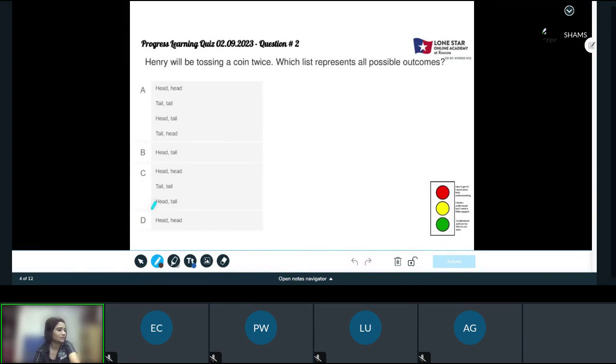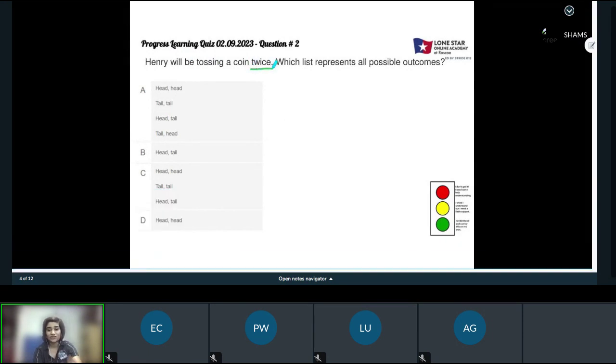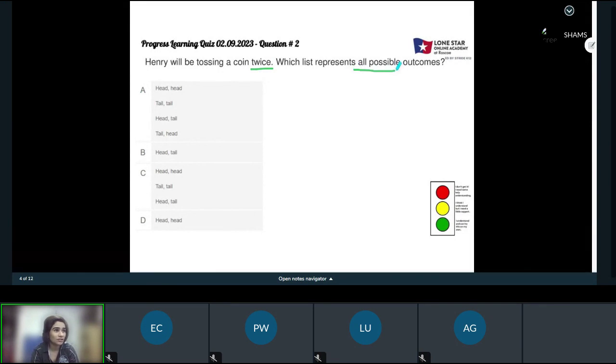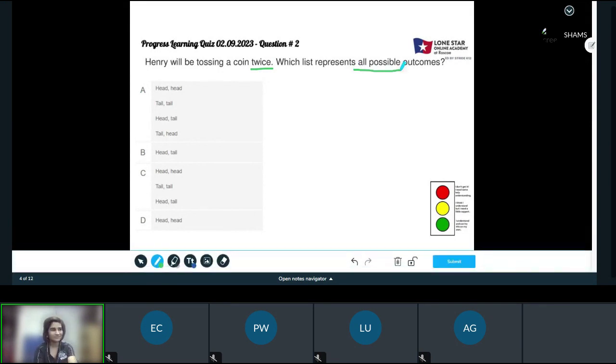And here we have: Henry will be tossing a coin twice. In this unit for probability, it is very important that we read the questions carefully. Was this one confusing, Amy? I'm going to see if I can make it simple. Okay. Henry will be tossing a coin twice. Which list represents all possible outcomes?